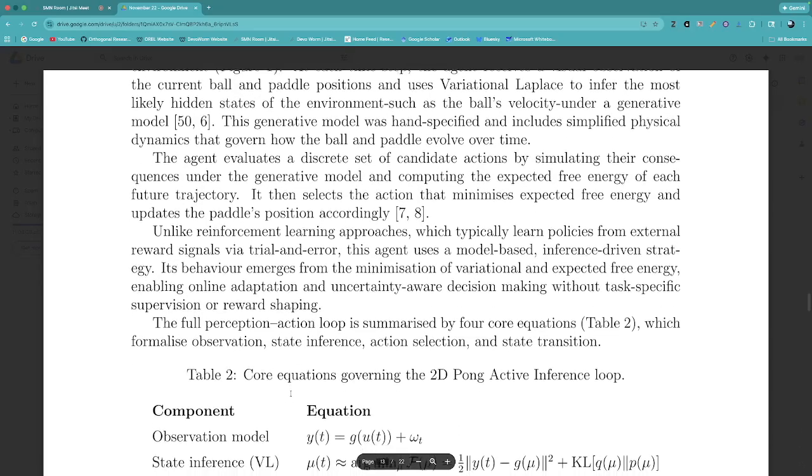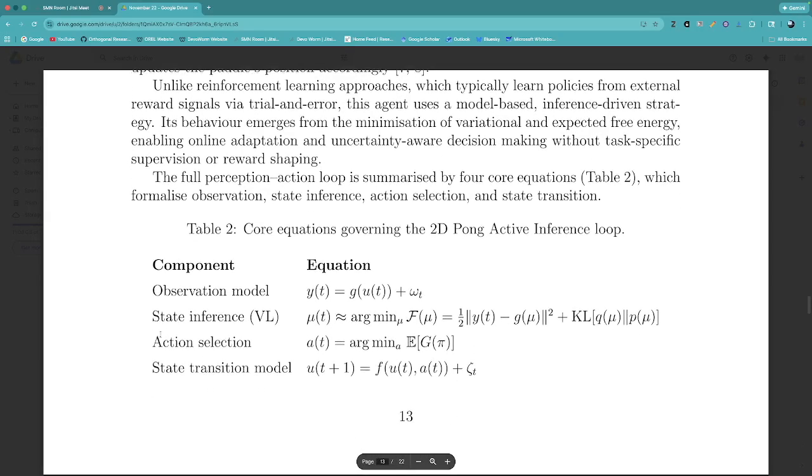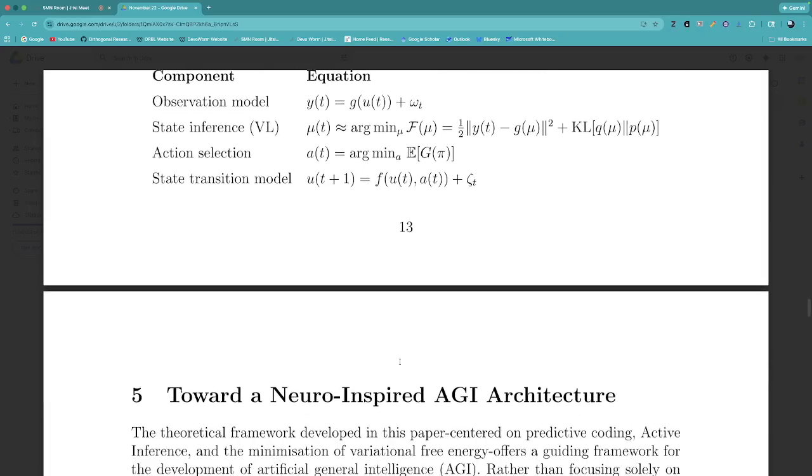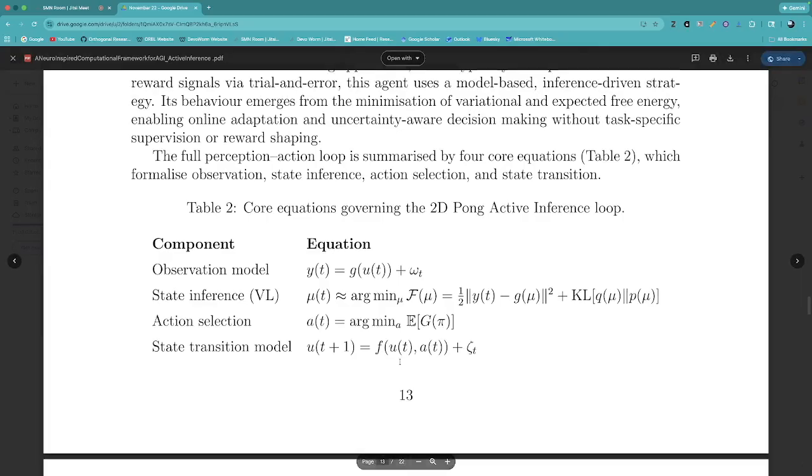supervision or reward shaping. So this is the perception-action loop in Table 2. There's an observation model, which is this equation here. It's additive. State inference, this is variational Laplace, which allows you to infer different states of being. Then there's action selection, which has this minimization function. And then your state transition model, which is how you move from state to state. And that's what you need for that. Okay, so that's contrasting that with reinforcement learning.